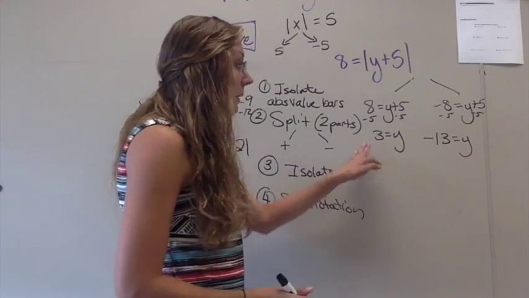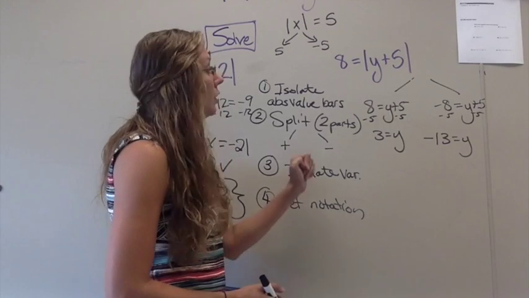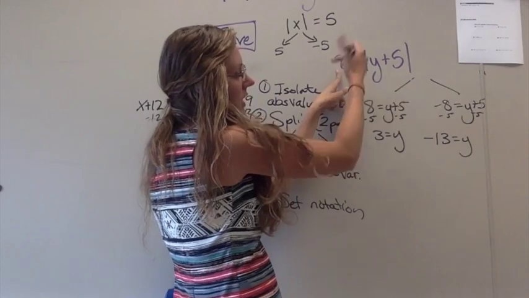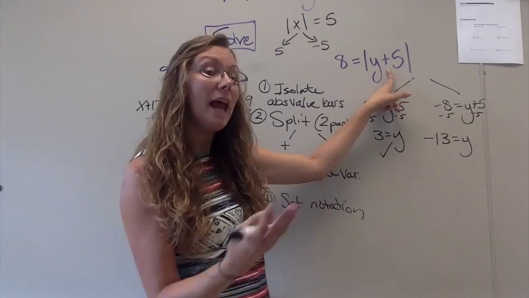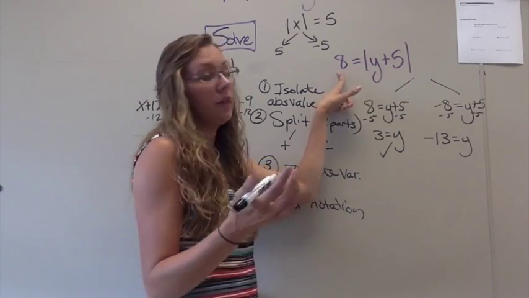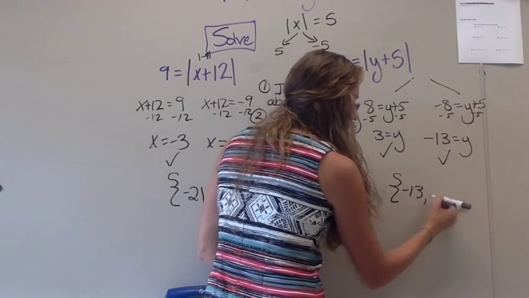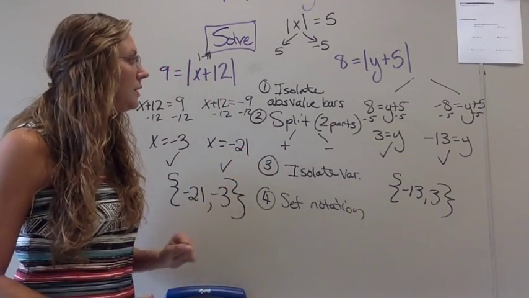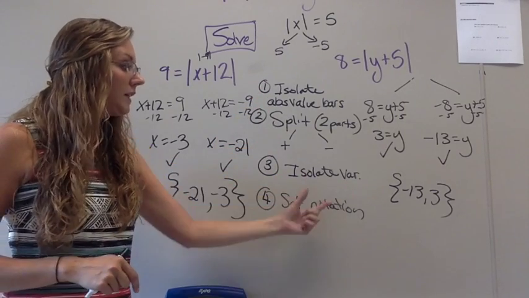Okay? I'm going to check them. After I check them, I'm going to put them in my set notation. Okay? So 3 plus 5 is 8. Absolute value of 8 is 8. Yay, it works. Negative 13 plus 5 is negative 8. In the absolute value bars, makes it positive. Oh, that works too. Good. So in my set, I'm going to put negative 13, comma 3. Those are my 2 solutions that work for this. Okay? Isolate my absolute value bars, split it into 2 parts, get my variable by itself, check it, and put it in set notation.